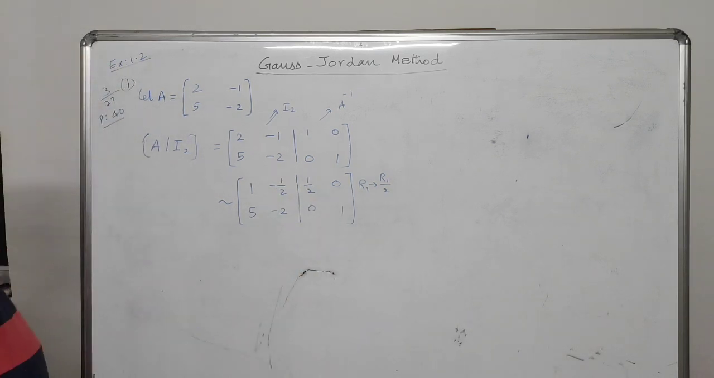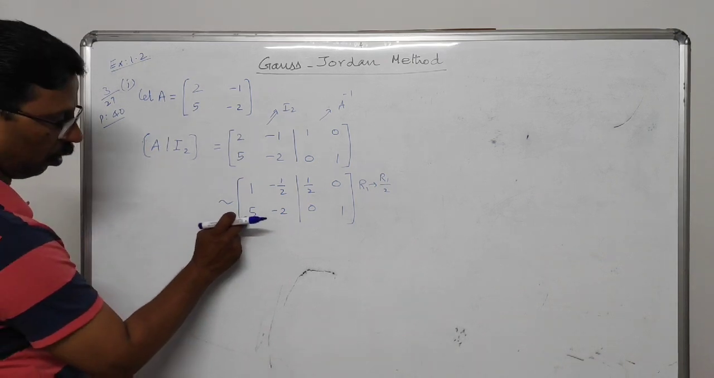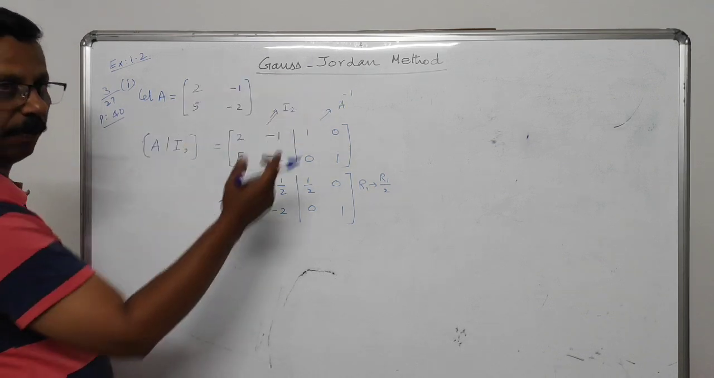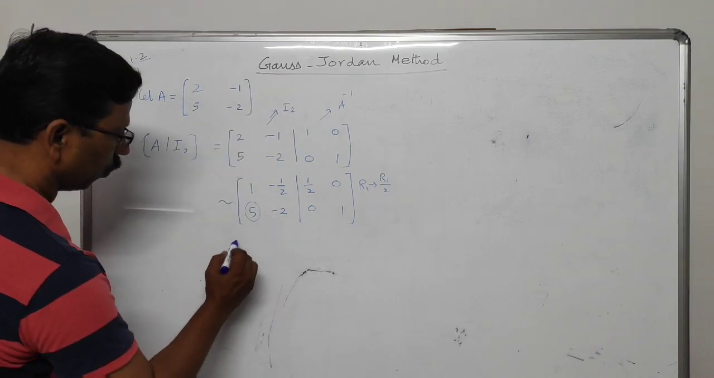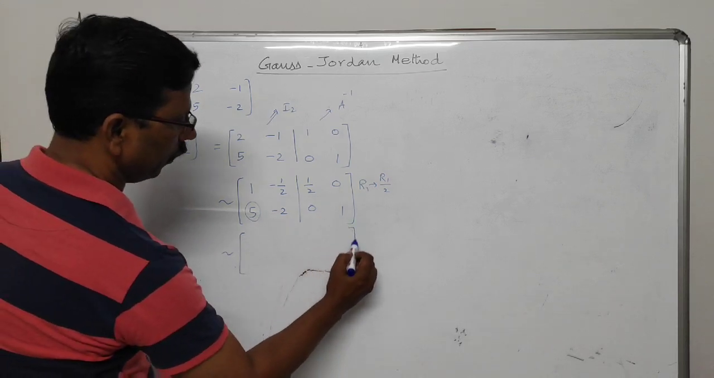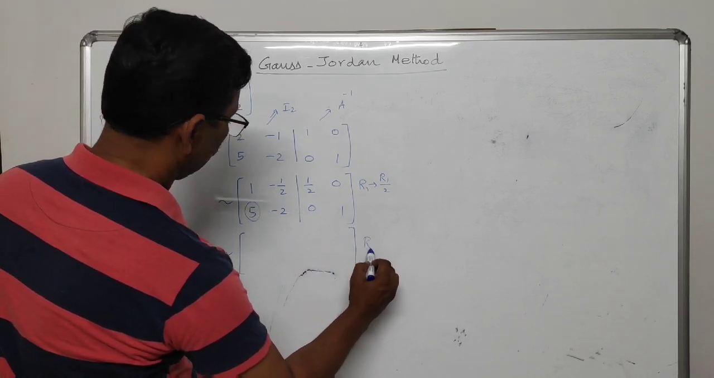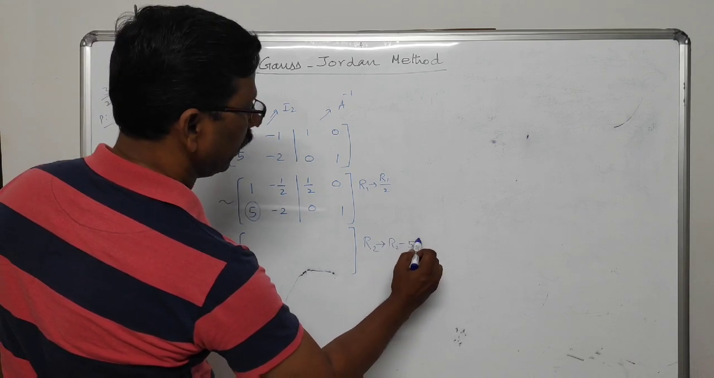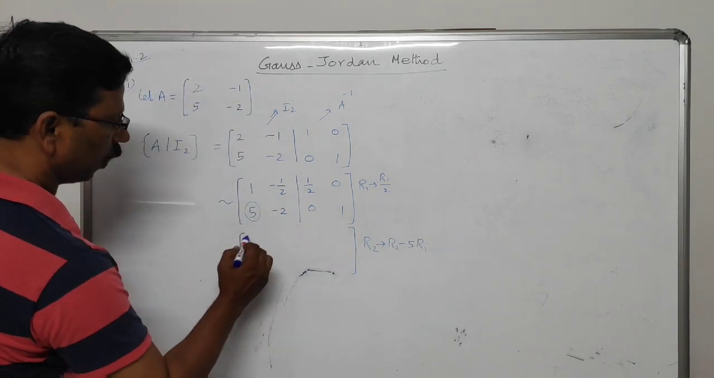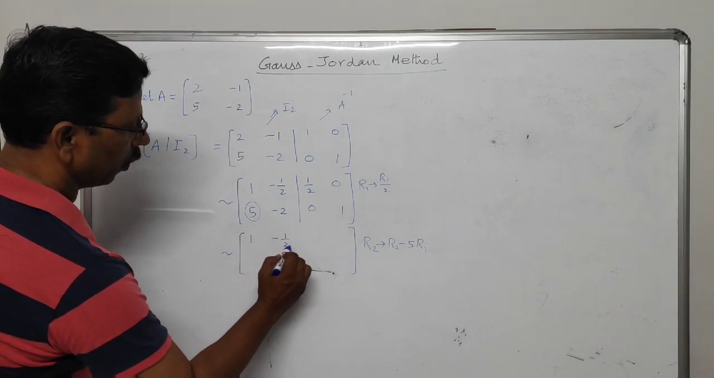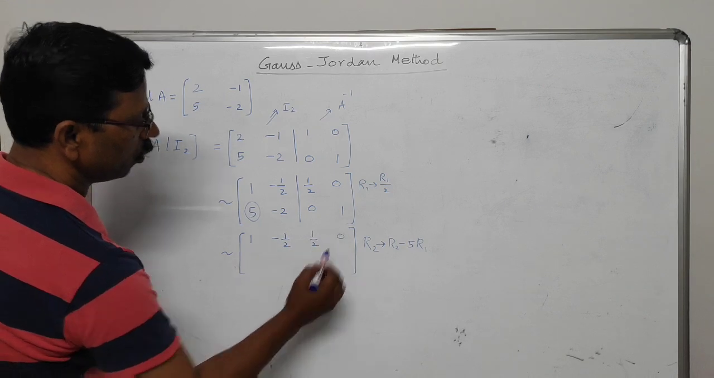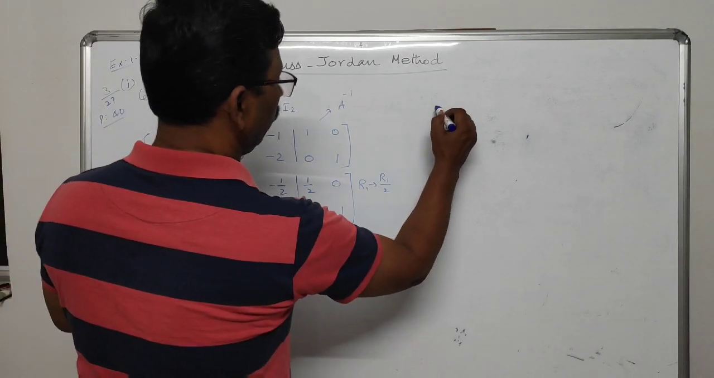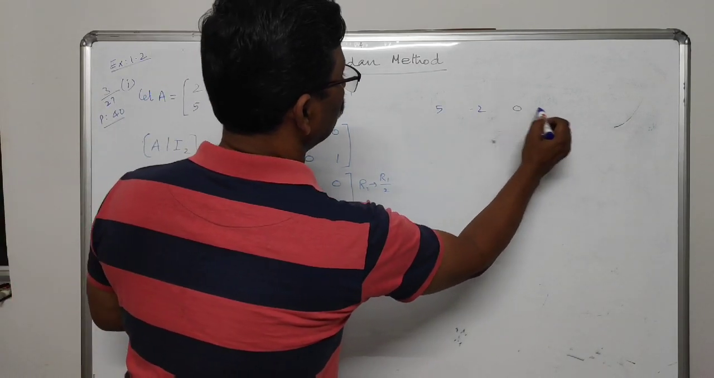Okay. Now our aim is to make this 0. That is, you have to make this 0 to bring it into the identity matrix. Therefore, first we have to make this 0. Now this is equivalent to, we can write R2 gives R2 minus 5 times R1. Therefore, we can write R1 as such: 1, minus 1 by 2, 1 by 2, 0. Now here R2, what is R2? 5, minus 2, then 0, 1.